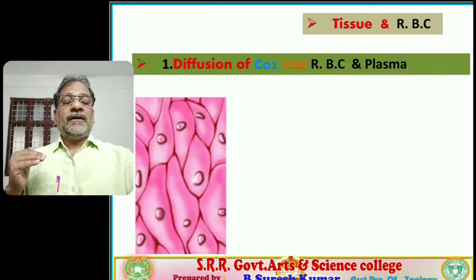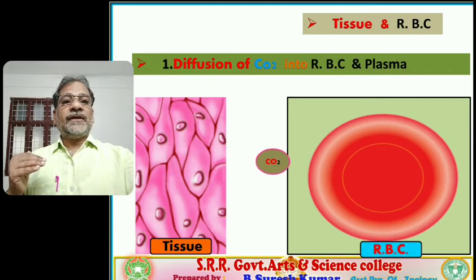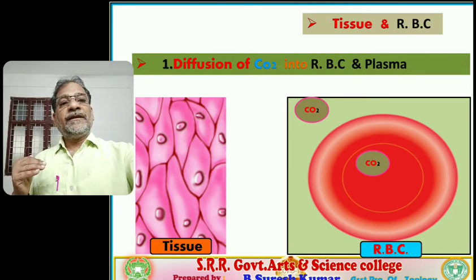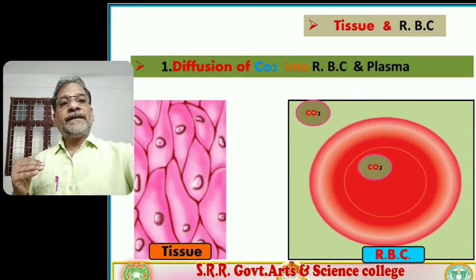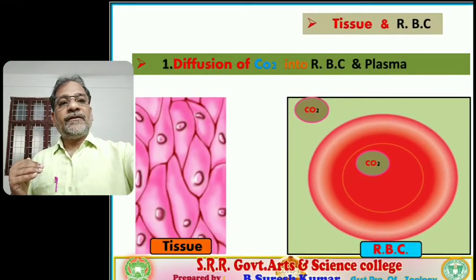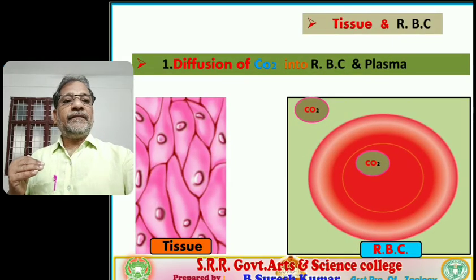So this is the tissue and this is the RBC. The surrounding material is plasma. Followed? So the carbon dioxide molecule is going to diffuse into the RBC as well as into the plasma. Some amount of carbon dioxide diffuses into plasma and some amount diffuses into the RBC. Followed? Right.